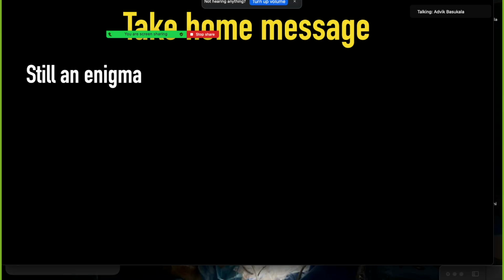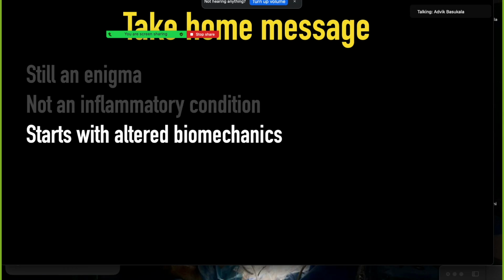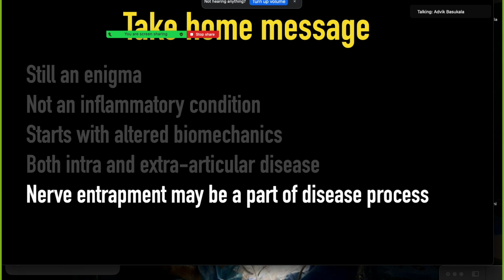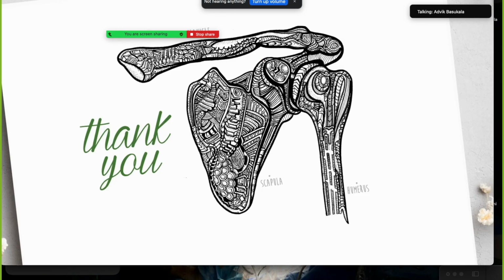So, take home message: I think frozen shoulder is still an enigma. Nobody knows, everybody understands in their own way. That is my understanding. It is certainly not an inflammatory condition, but it starts with altered biomechanics. If you can correct altered biomechanics early, frozen shoulder can be prevented. It is both an intra- and extra-articular disease, nerve involvement may be part of the disease in a very long disease process, and surgery may be beneficial in some percentage of cases where it is not improving with physiotherapy. Thank you so much.